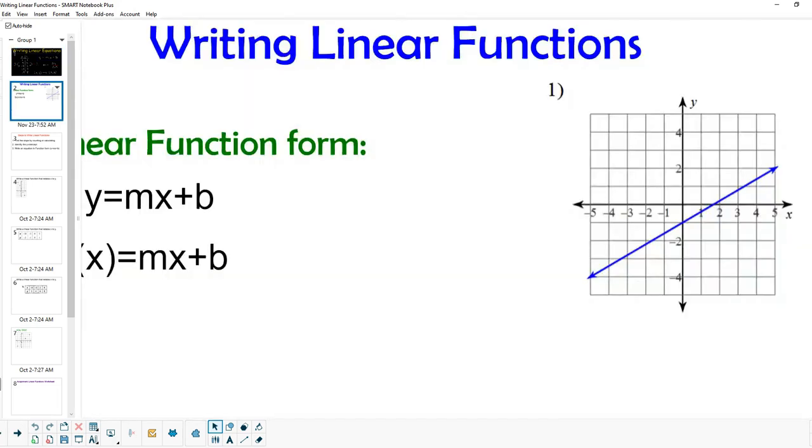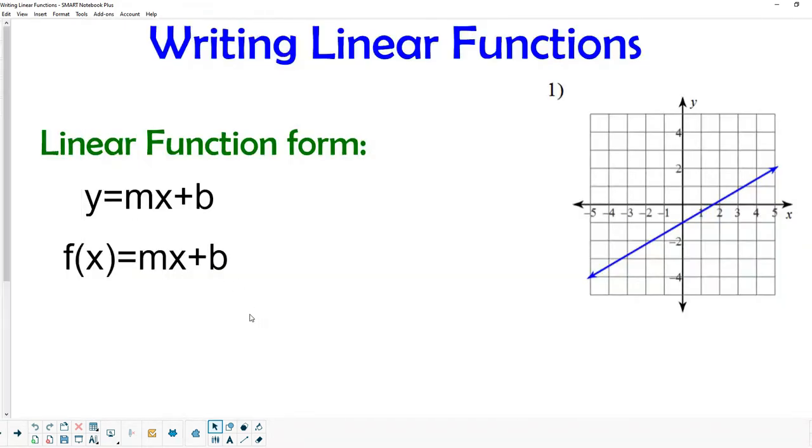So first of all, what is a linear function? Well, it's anything that can be written in the form y equals mx plus or minus b, or in function form like this, and it has a slope or some kind of a rate of change times x plus or minus some number that represents the y-intercept. So that m and that b, those two numbers, are the two numbers that are going to help us write these equations.